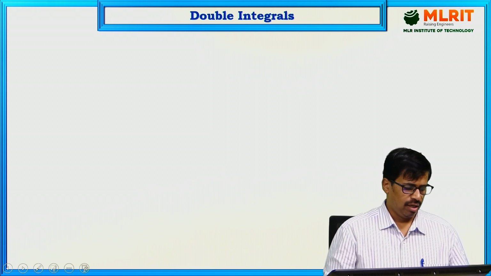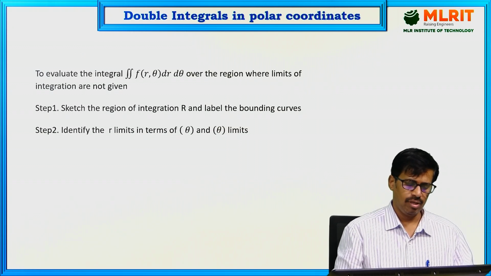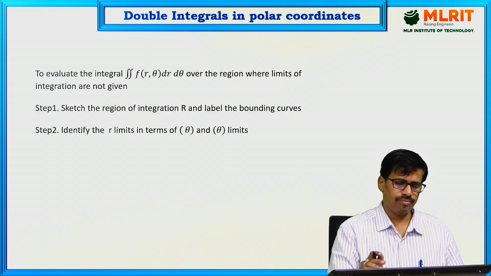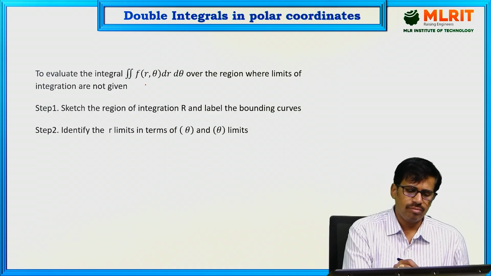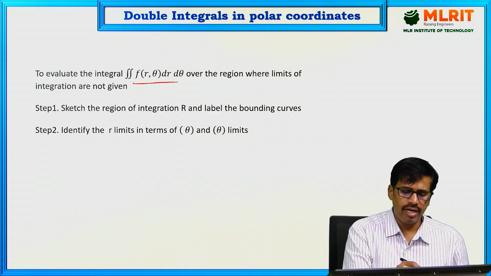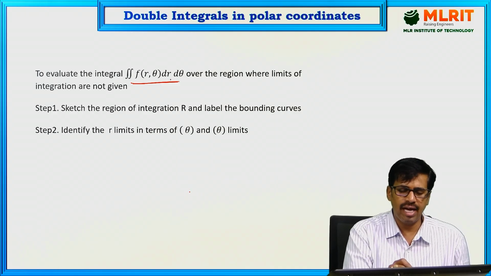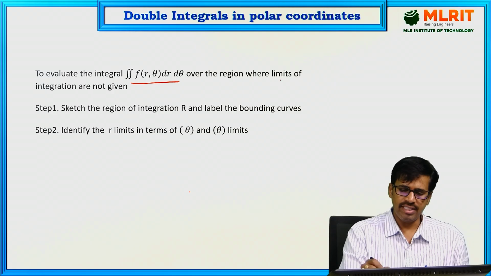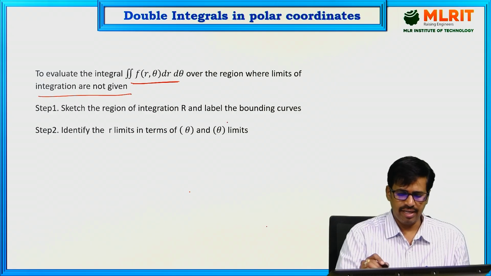right? Now let us evaluate one more integral. Double integrals, let us see in polar coordinates. To evaluate this double integral in polar coordinates, this is of the form double integration of f of r comma theta dr d theta over the region where the limits of r and theta are not given.